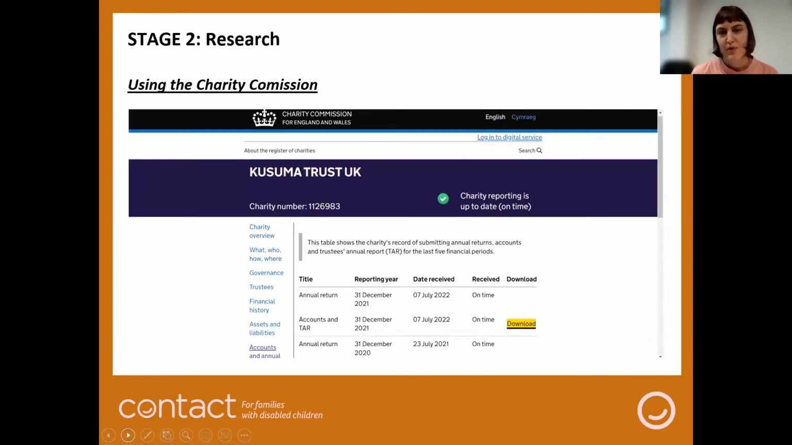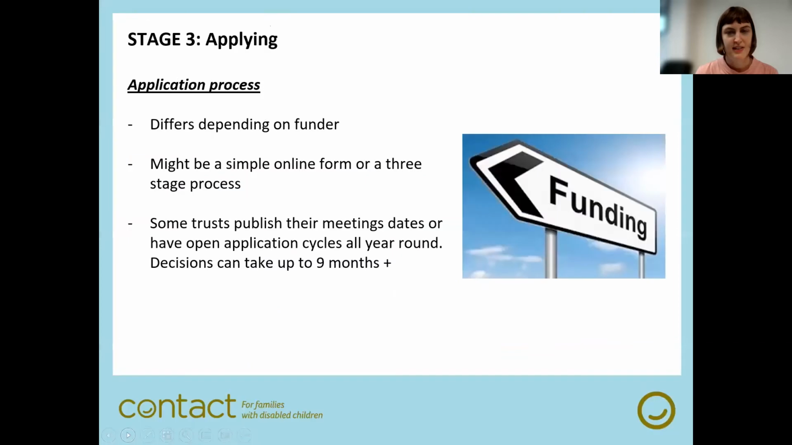This is an example of what it looks like once you've found a trust on the Charity Commission. You can see there, hopefully it's not too small, on the left-hand side, the things the Charity Commission contains. And the accounts, if you can download them, is where to see who they previously funded. As already mentioned, that's a really key part of your research, to see if you could be their next potential charity. I'm going to hand over now to John for the next two stages.